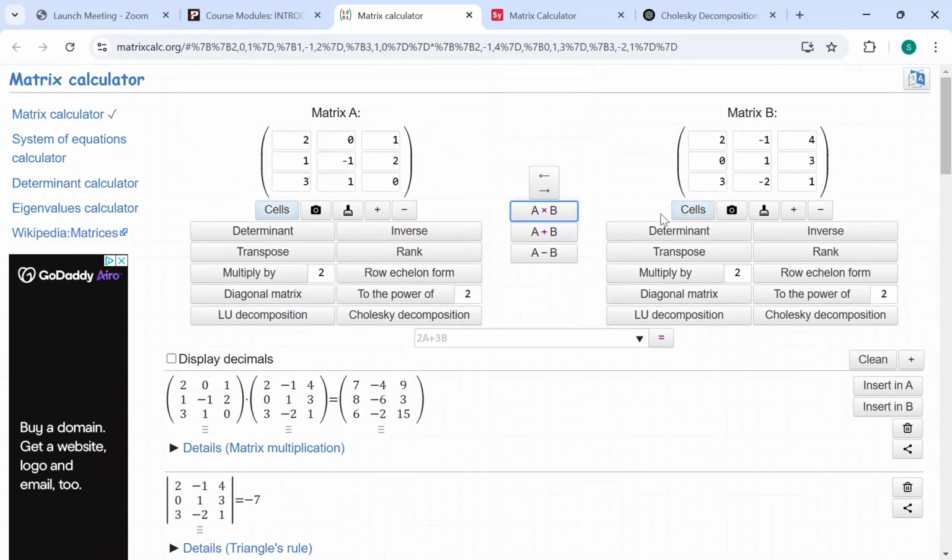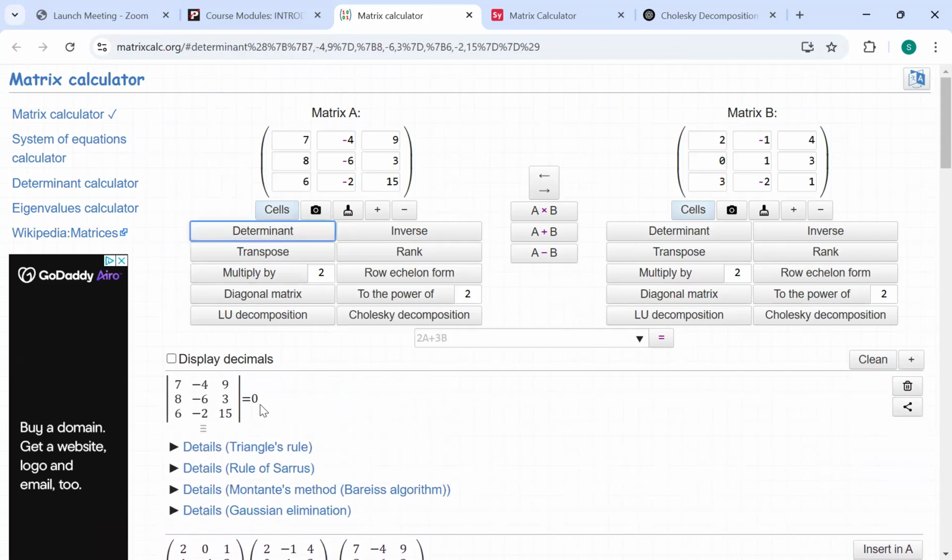And then now I can clear this. Now I'm just going to copy these numbers. Remember, this is the product matrix. So I'm going to go 7, negative 4, 9, 8, negative 6, 3, and 6, negative 2, 15. Got it. Looks good. And let's find the determinant of this. And it's 0.